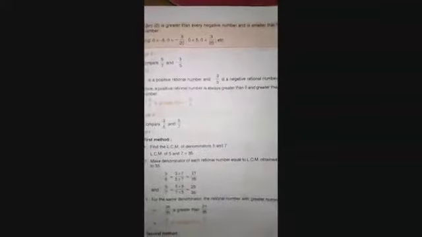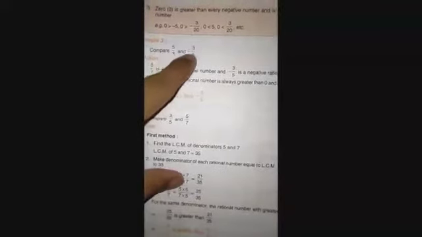0 is greater than every negative number and is smaller than every positive number. That means suppose if we consider 3 numbers, suppose 0, 3 and minus 3. So 0 is greater than minus 3 and 0 is less than 3, is not it? And if we consider suppose 7, minus 7 and 0, 0 is greater than minus 7 but 0 is less than 7. So we can say that 0 is greater than every negative number and is smaller than every positive number. Okay.